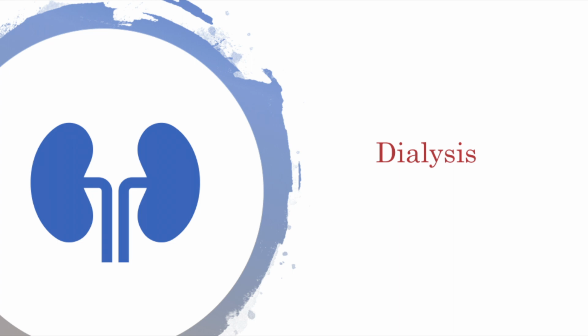Dialysis. Dialysis is the artificial process of removing water, solutes, and toxins from the blood. Dialysis is indicated when a patient's GFR is 10 mL per minute per 1.73 meters squared of body surface area, and/or is experiencing the signs and symptoms of end-stage renal failure and uremia. There are two forms of dialysis: hemodialysis and peritoneal dialysis.